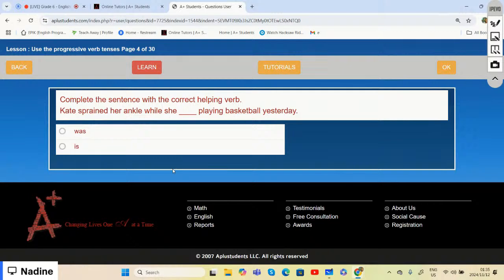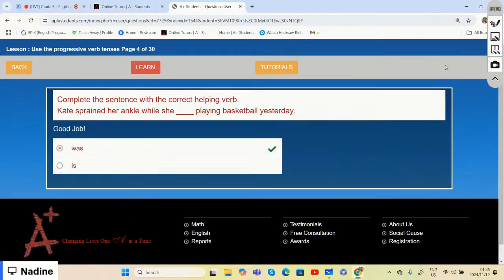And if we were to choose the correct option, we'll say she sprained her ankle while she was playing basketball yesterday. Was playing basketball yesterday.